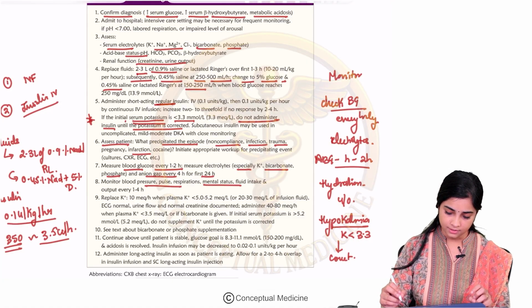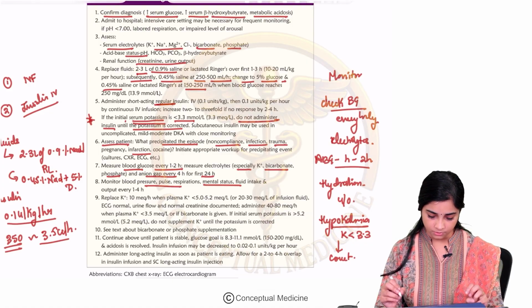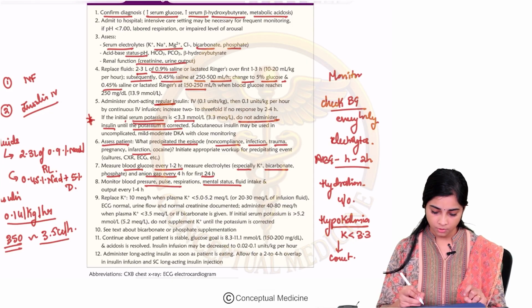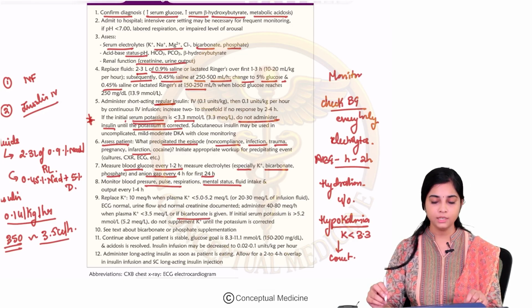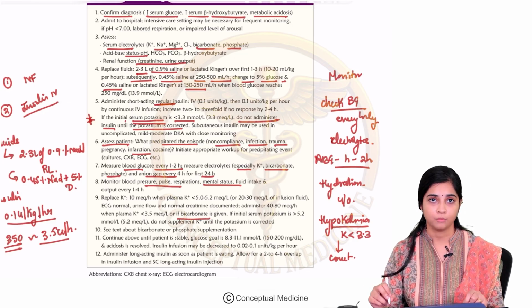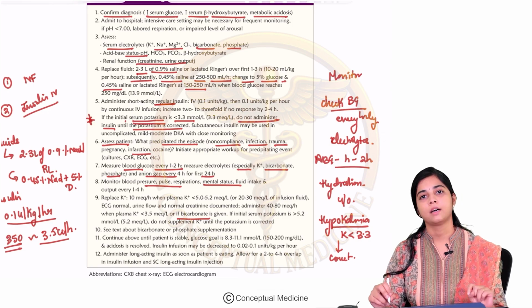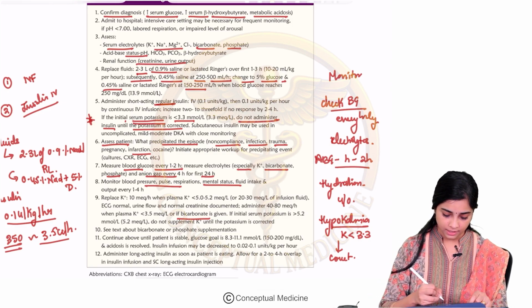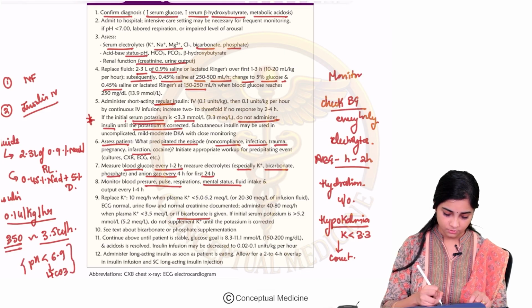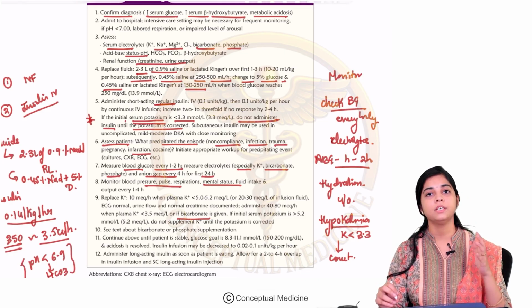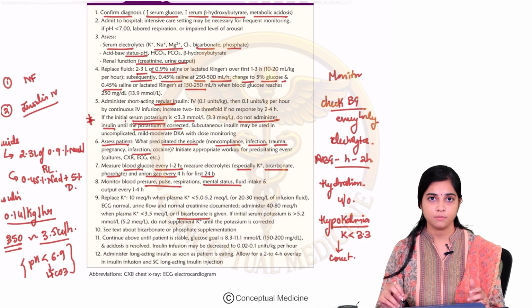So after this, what do you do? Very importantly, what is the indication for bicarbonate? We do not give bicarbonate in the management of DKA unless the pH is less than 6.9. Unless the pH is less than 6.9, there is no role of bicarbonate replacement. You only give it when the pH is less than 6.9.